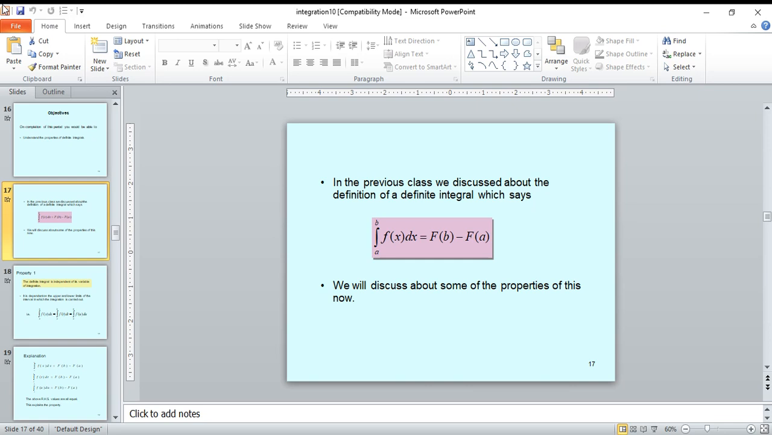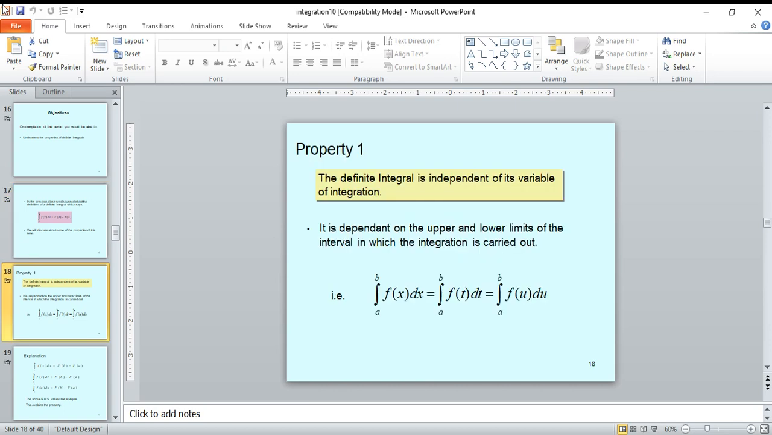Before, we discussed the definition of the definite integral, which says the integration from a to b of f of x dx equals capital F of b minus capital F of a. We will now discuss some of the properties of this.